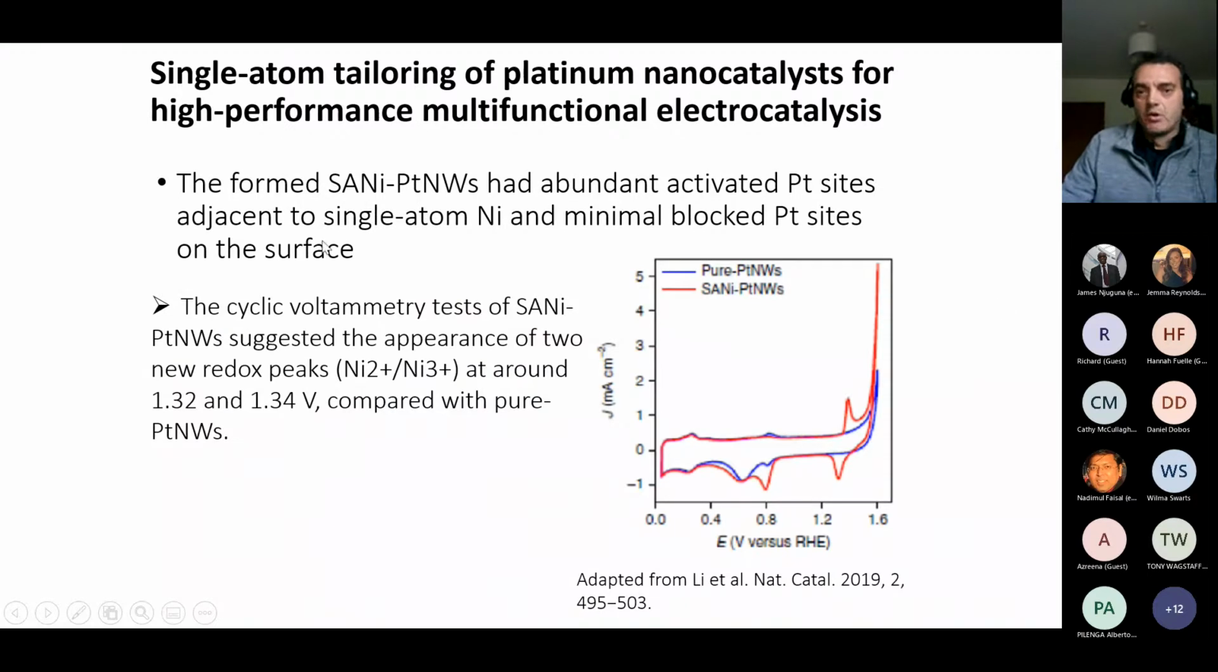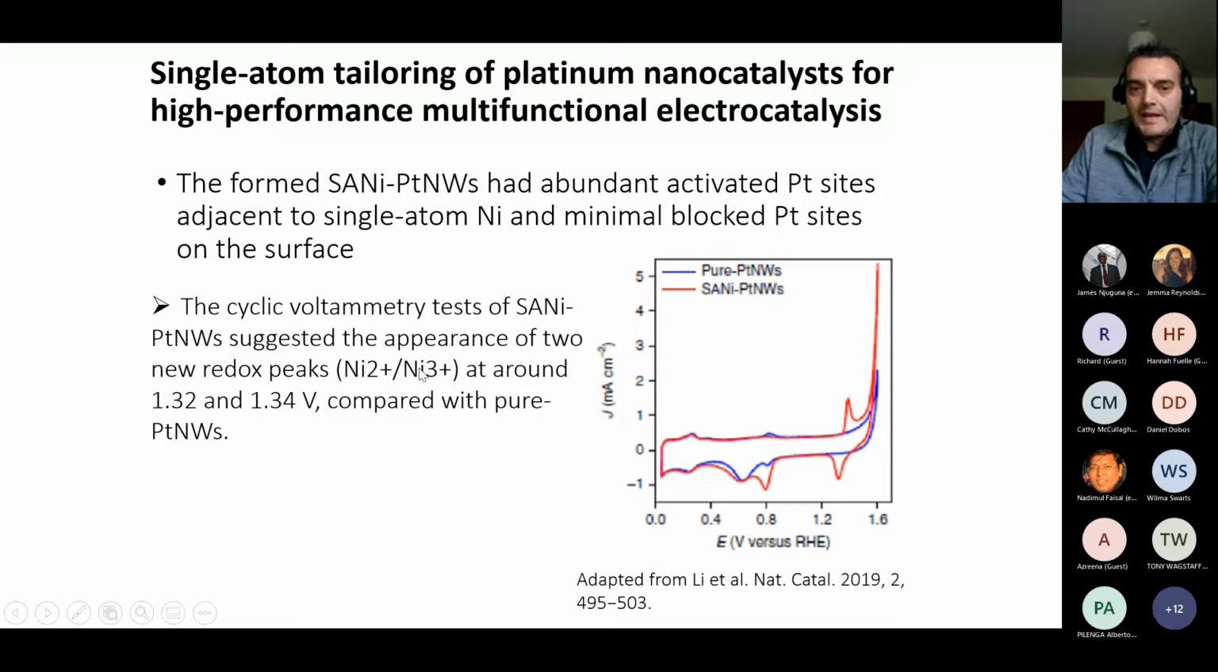This is quite interesting. I wanted to show that because I work on cyclic voltammetry and voltammetry, so I just want to get excited and talk a little bit about that. When they created that system, they didn't know if they were able to introduce nickel into it. So what they did was use cyclic voltammetry to look at if the oxidation reduction of that nickel was actually there. They compared the pure platinum nanowires with the platinum nanowires with nickel.